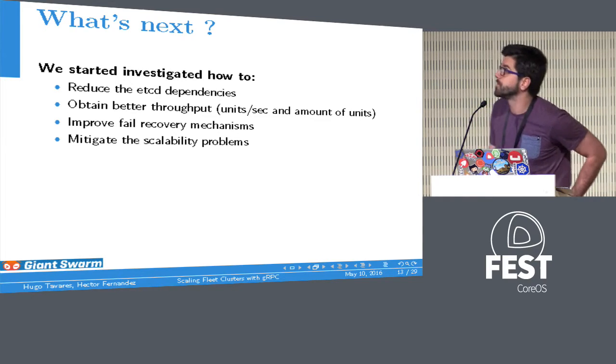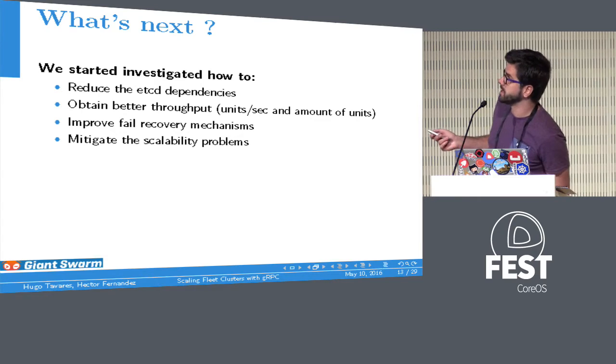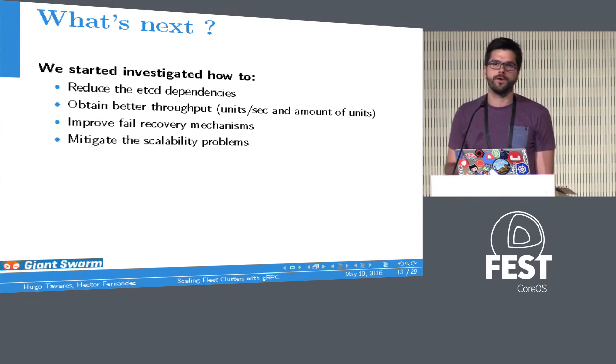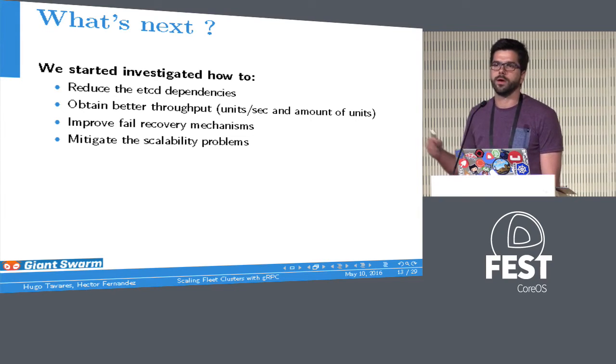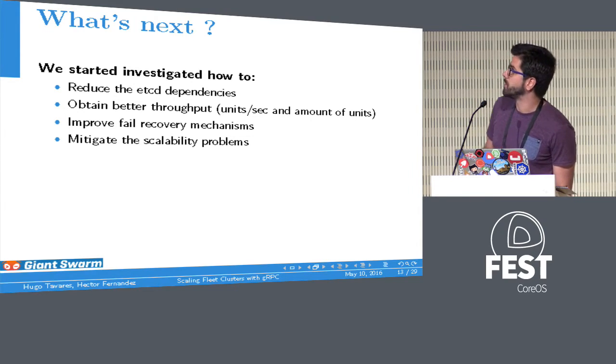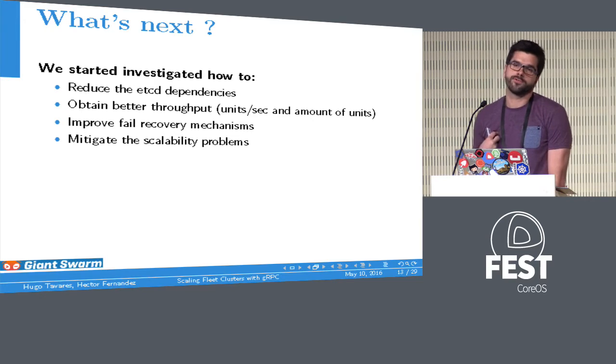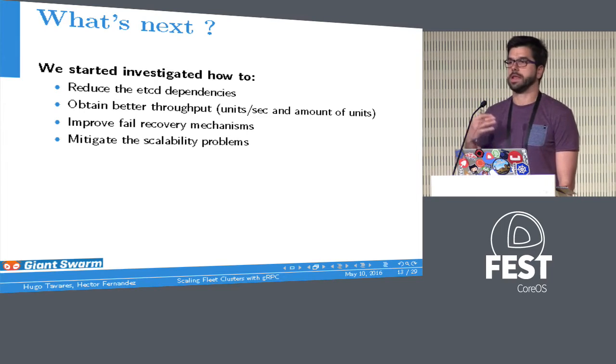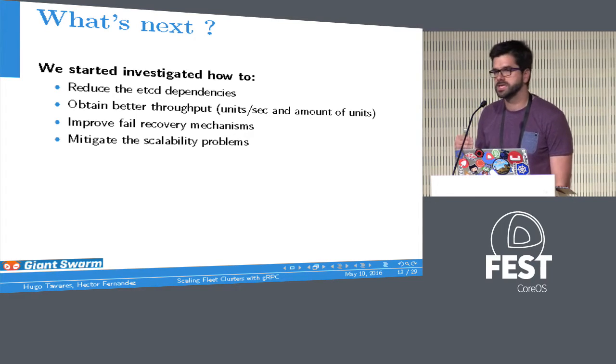We thought about reducing HTTP dependencies, to obtain better throughput in terms of units per second that can be deployed, and better response time. The more important thing for us was the number of units. We don't want to have 1,000 nodes. We want to have as few nodes as possible with the maximum number of units inside each node, which means using your resources to the maximum.